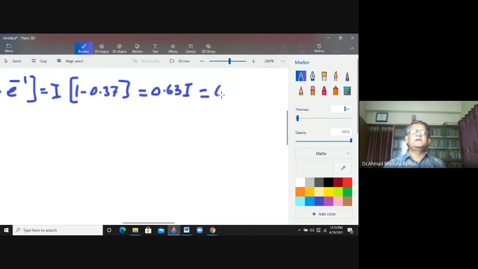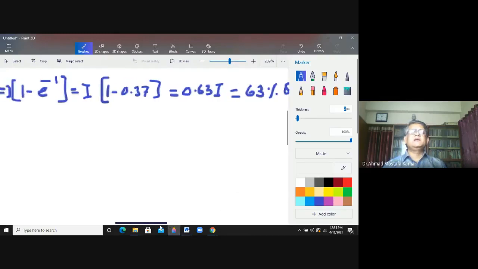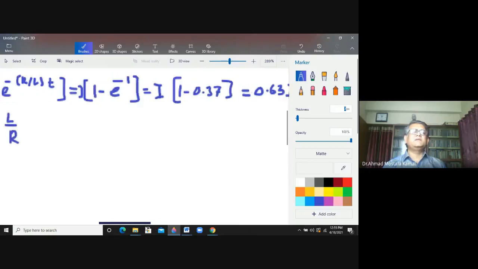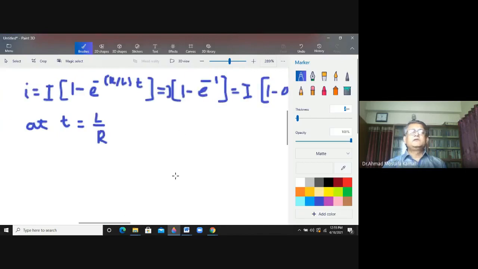That means you can decide that at that particular time, 63% of current is increased in the circuit. In the case of the RC circuit, 63% of the charge is stored in the circuit. In the case of the RL circuit, 63% of the maximum current is increased in the circuit. So that is called relaxation time.